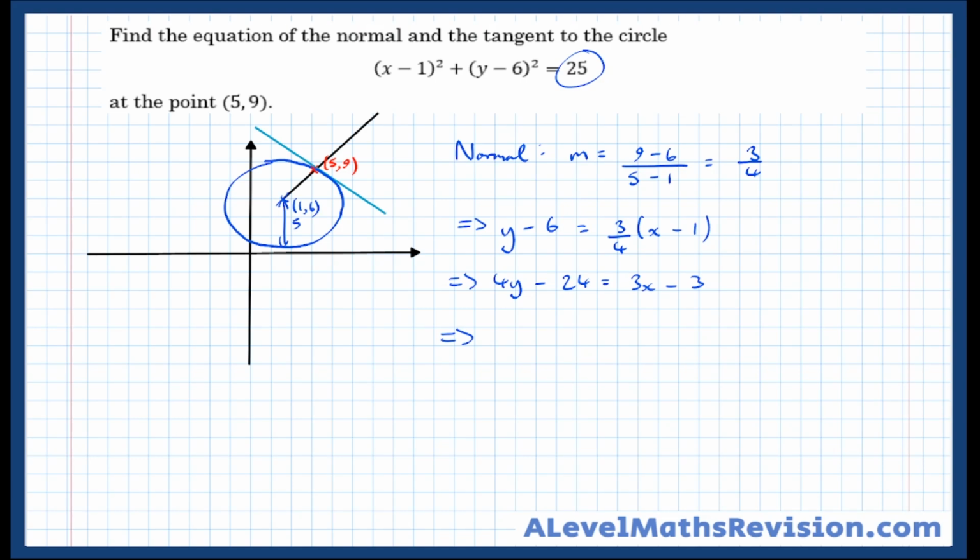But remember, nothing was given as the required form here, so we can decide which 3-term form we want to put it in. So I'm going to say 3x − 4y + 21 = 0 is the form I'm going to give it in, but any 3-term form for any exam board would get the marks. So that's the normal.